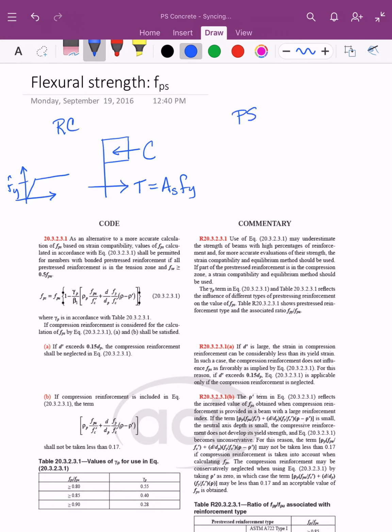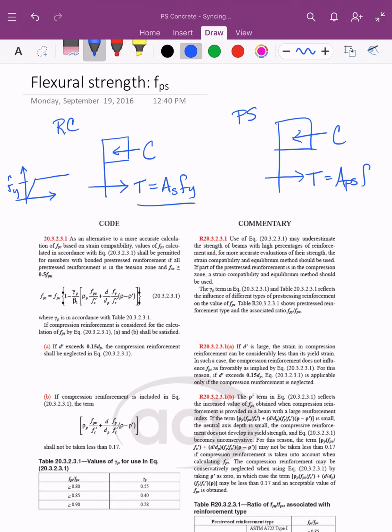For pre-stress, the difference comes in this T term. So we'll have the same thing. We still have a Whitney stress block. We still don't count the concrete in tension down here because now we're at ultimate, and now we're at a place where we do have cracking. So the uncracked stuff still doesn't count. Here we have a little bit different case for the tension piece. So we have area of pre-stress, which makes sense.